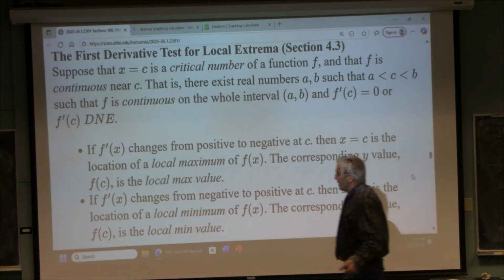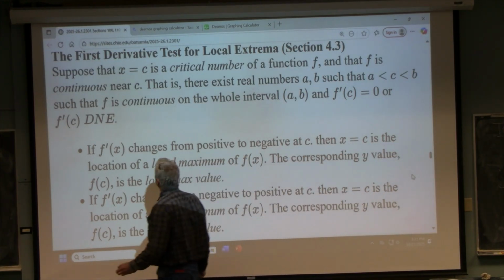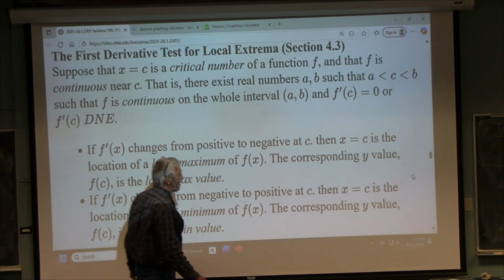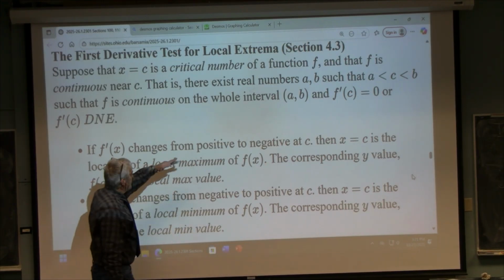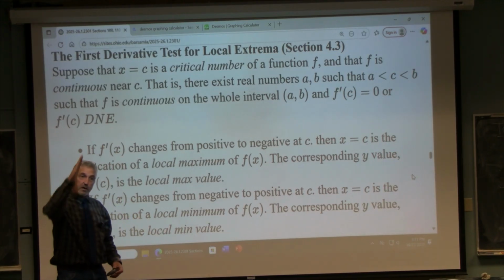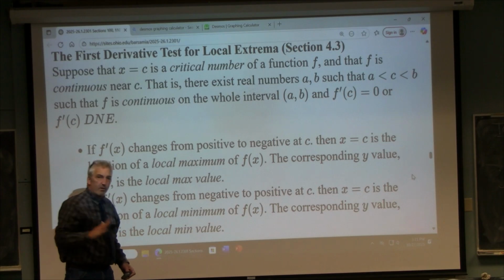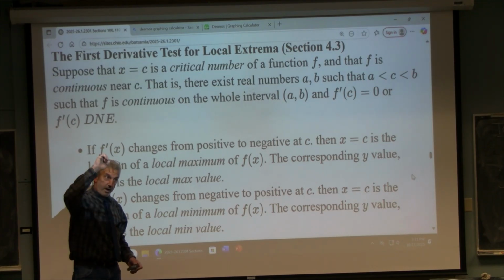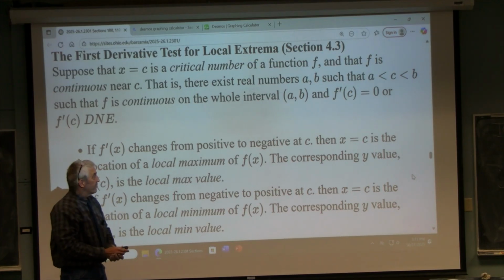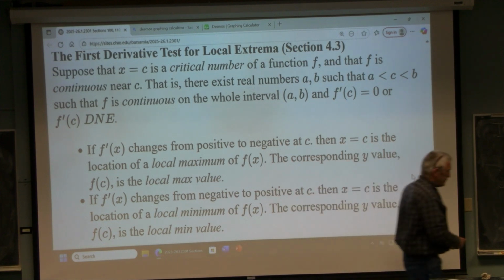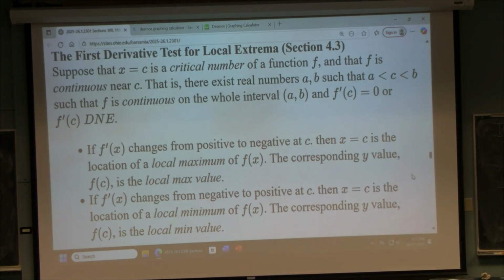So why does this make sense? Well, if f prime changes from positive to negative, that means that f changes from increasing to decreasing. So f was going up, and then it's coming down, and we know that there's a y value up there because the function's continuous. So this makes sense. So that's the first derivative test.